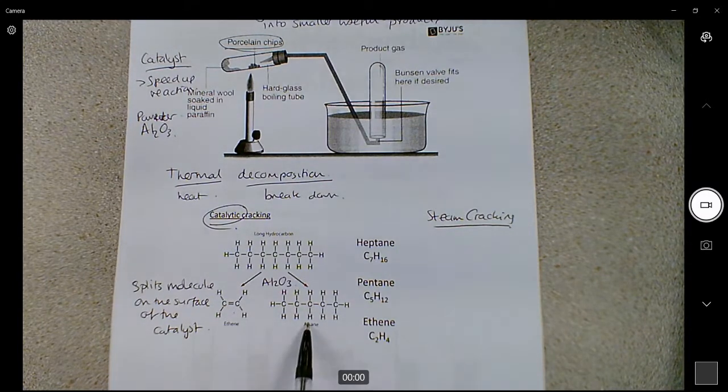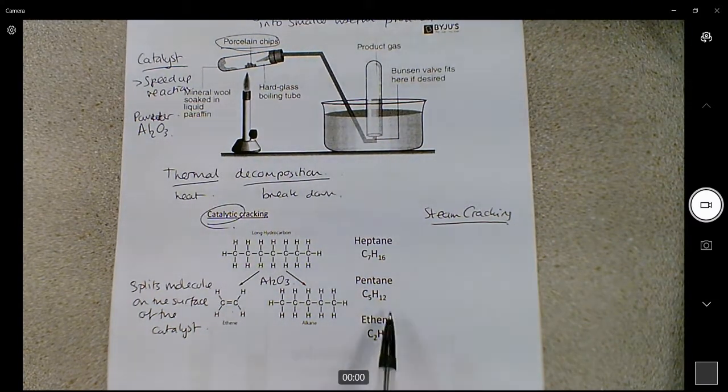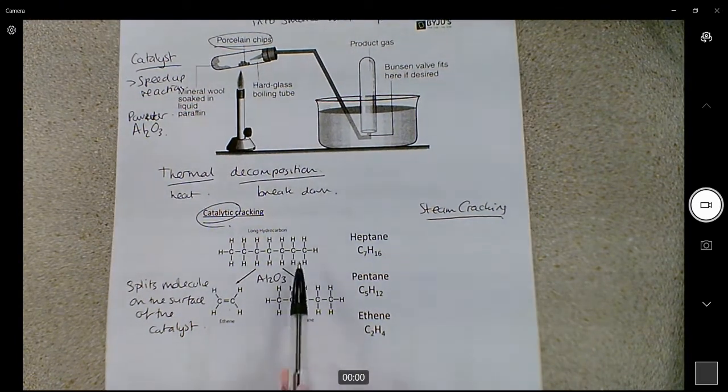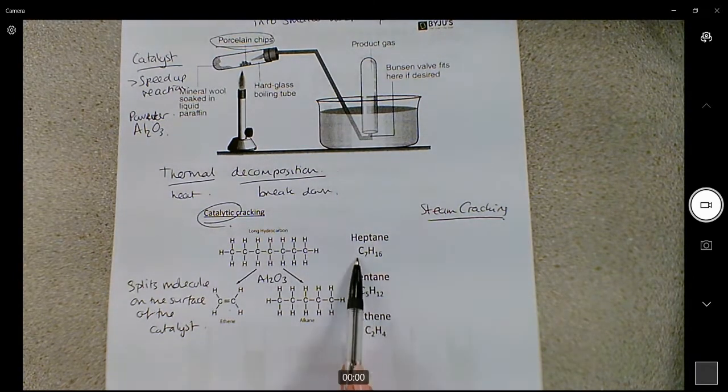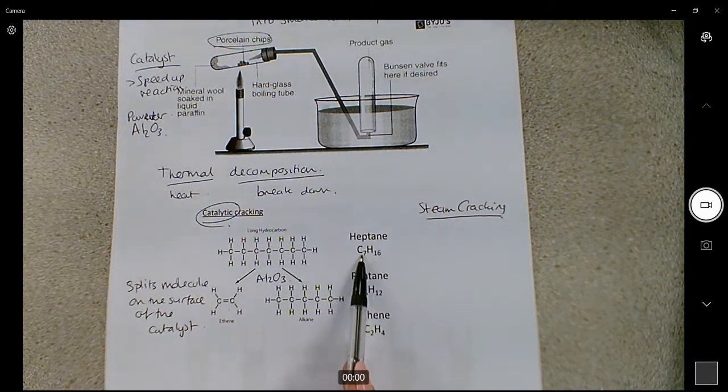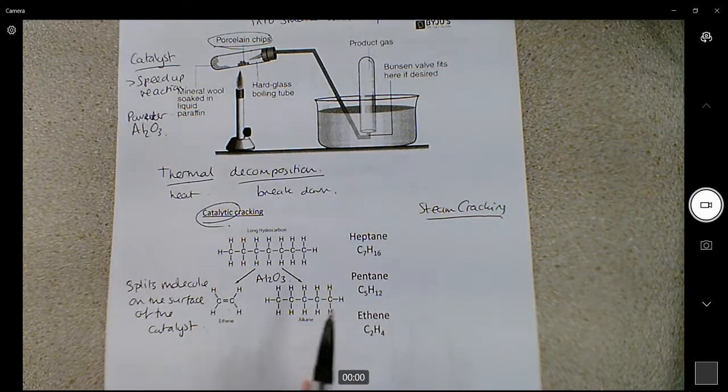What I do want to point out is that, can you see how the number of carbons hasn't changed and the number of hydrogens hasn't changed as well? Sometimes you're asked to draw the missing product from the long chain hydrocarbon. So it's all got to add up to what the original hydrocarbon chain was. So just be mindful of that.